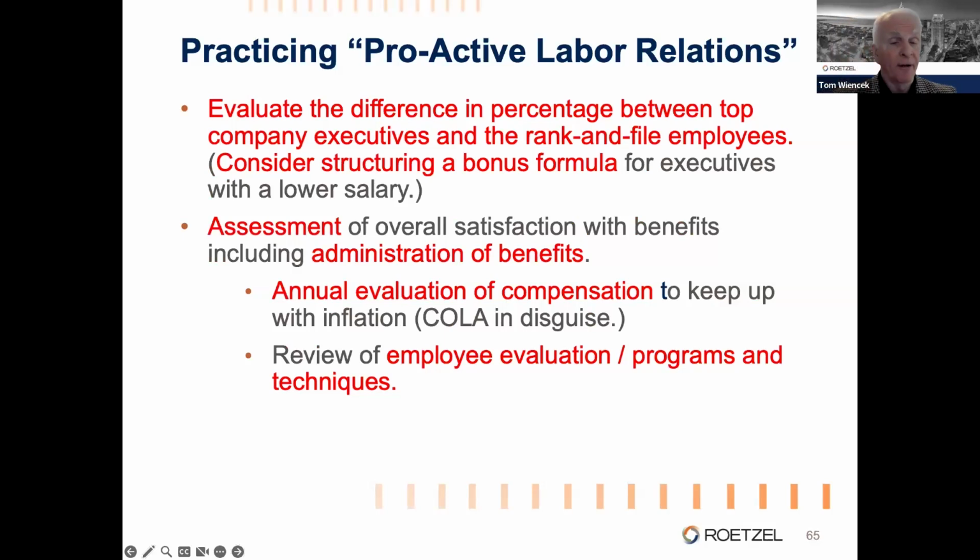This is going to be a little bit difficult, but you might want to take a look at the difference in percentage between the top company executives and the rank and file employees. The only reason I say this is because I've seen unions use in their campaign that the CEO makes 300% more than the people on the shop floor. So maybe you should consider structuring a bonus formula for executives with a lower salary that undercuts what they would do in terms of trying to make that argument.